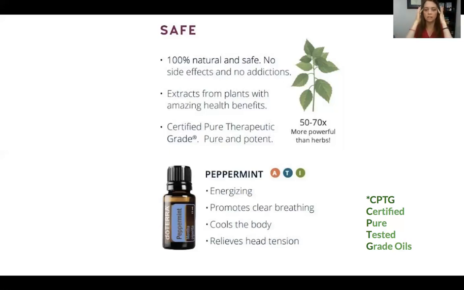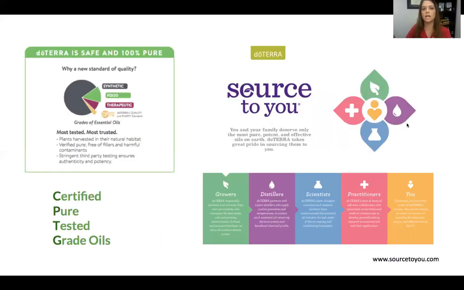Putting a little bit on your temples can relieve head tension or any type of muscle or joint ache. So just 1 drop can do all of those sorts of things. When you look at oils, you're not just looking at it for one thing. You really can just have a group of essential oils and use them for so many different things.